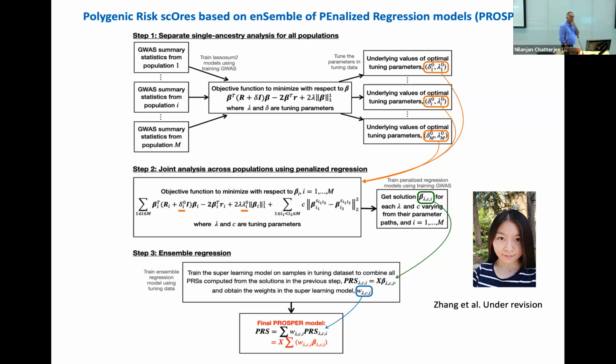So you can solve these things extremely fast, and it comes out as a very nice solution. Finally, we again use the idea of ensemble regression. For each lambda and C, we can generate a corresponding polygenic risk score. Instead of taking the optimal, where we have a tuning data set based on which we could have picked an optimal lambda and C combination that gives the best performance, we take all the polygenic risk scores for different combinations and fit them through an ensemble regression method.